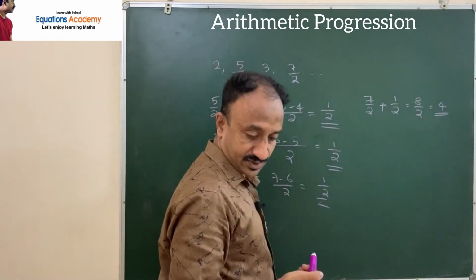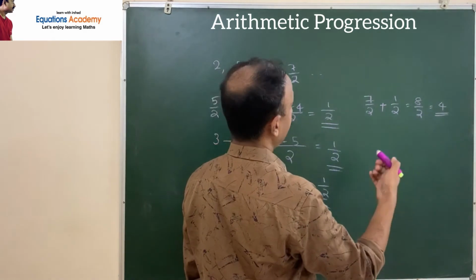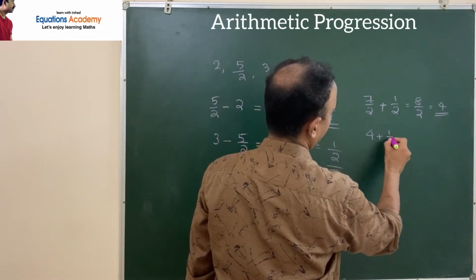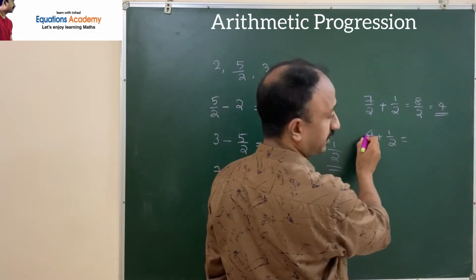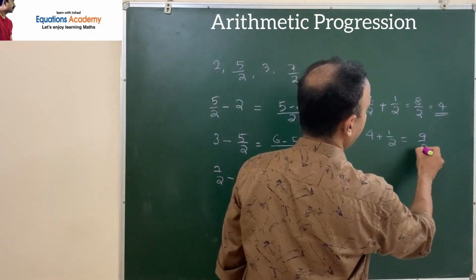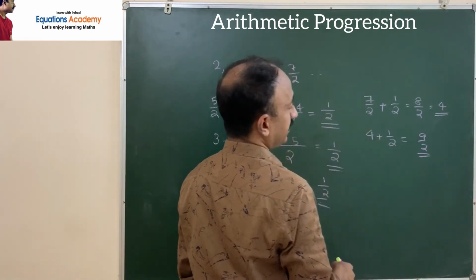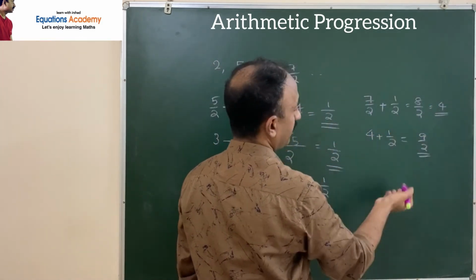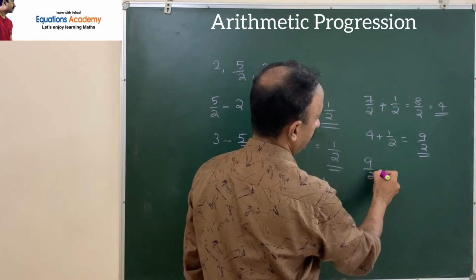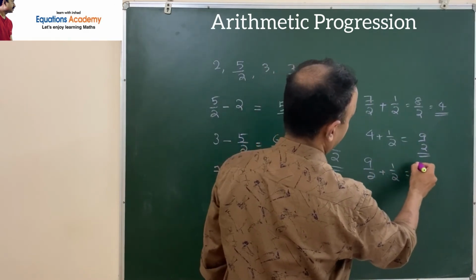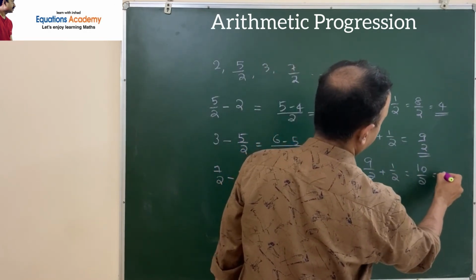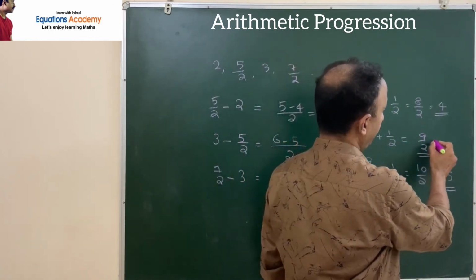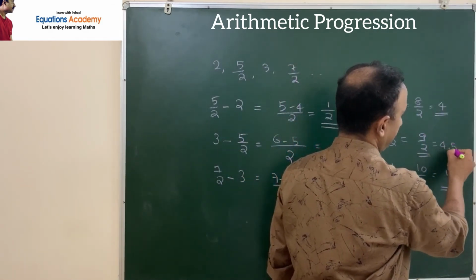Then there are 3 terms. We need to find the next 3 terms. So, again 4 plus 1 by 2: 4 into 2 is 8, 8 plus 1, 9 by 2. This is the fourth, this is fifth, sixth term. One more term, 9 by 2 plus 1 by 2 equal to 10 divided by 2 equal to 5. Here if you want, you can write 9 by 2 equal to 4.5.